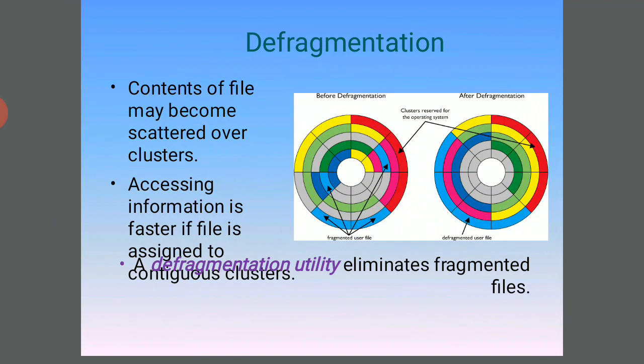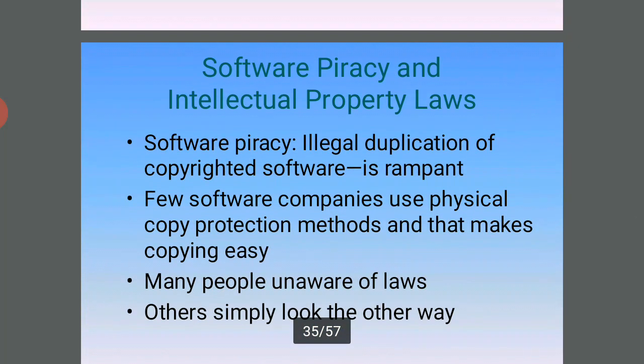Accessing the information is faster if the file is assigned to contiguous clusters. Software piracy and intellectual property laws. Software piracy is the illegal duplication of copyrighted software, and it is rampant.